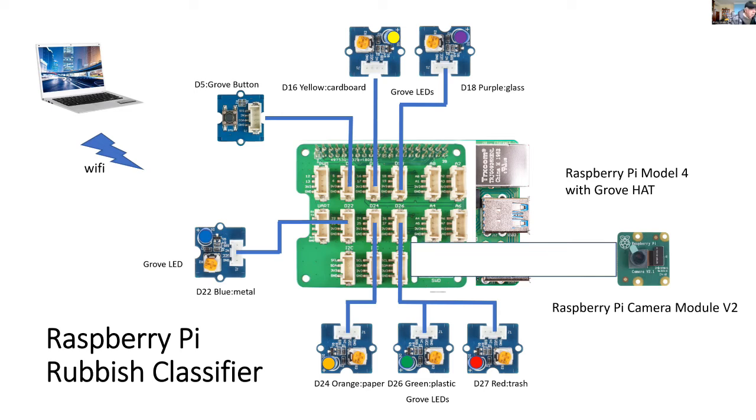And finally, we want a Wi-Fi connection, because we don't want this just to be on the desktop. We may have to put it in the schoolyard, not far from the bins. And to help us collect data, we'll be using the Raspberry Pi camera, and that'll be connected like that.